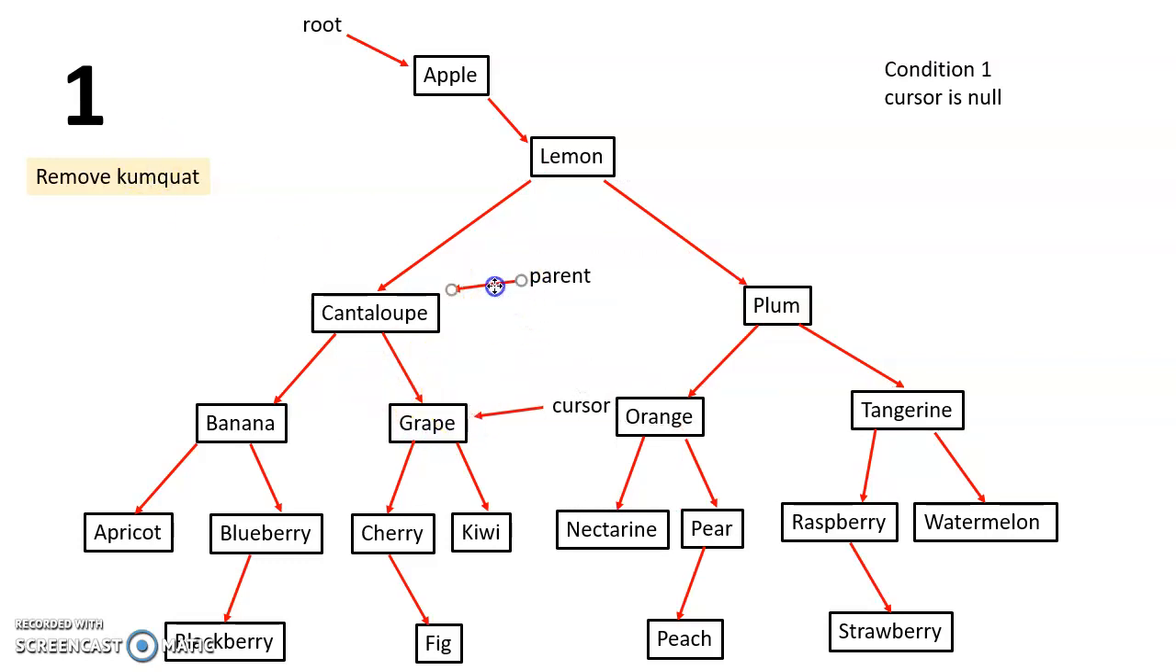Kumquat, grape, they're not the same. So parent will come down here. Cursor will move to the right. Is kumquat and cursor get data, which is the kiwi, are they the same? They're not. So parent will come down to kiwi, and cursor will become cursor get right. Sorry, cursor is going to become null. When cursor goes to the right of kiwi, cursor will become null.